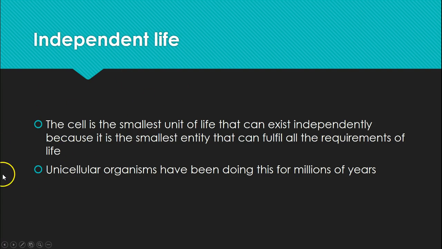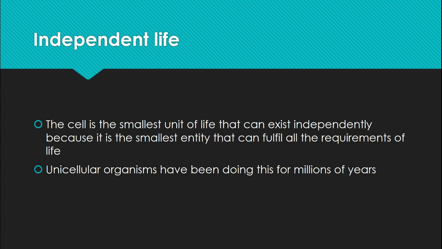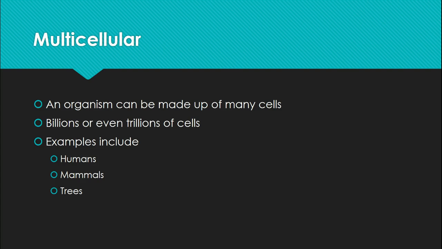So when we are talking here about unicellular organisms, so one-cell organisms, they've been doing this for millions of years. So the other type of organism that we can classify is multicellular organism. So we have our unicellular organism, which is one cell, whereas multicellular organisms have multiple cells that work together to create an organism. So we could have organisms that are made up of even billions or trillions of cells. So examples include humans, or mammals, or trees, or insects, anything that makes up more than one cell.